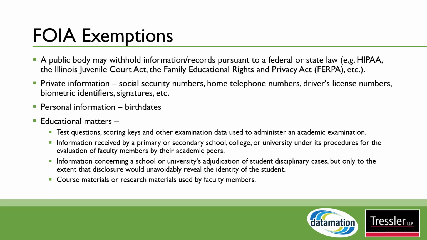And what we're going to talk about later here is when you are going to assert an exemption, you do need to reference the statutory section. So 7.1b is if you're going to exempt something as private information. Another exemption that's common is personal information. This is under section 7.1c, and an example of personal information would be birth dates. Educational information and academic information is sometimes exempt from disclosure as well, and examples of these types of information that are exempt under the statute are test questions, scoring keys, and certain course materials.